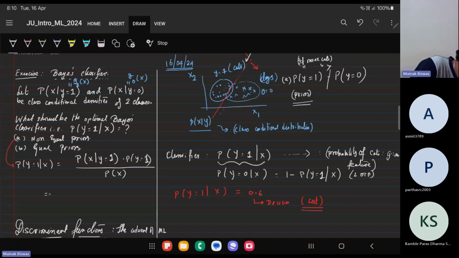So now the numerator, now I know this is g1 of x into probability of y equal to 1, right? What is the denominator? So denominator, how can I write?